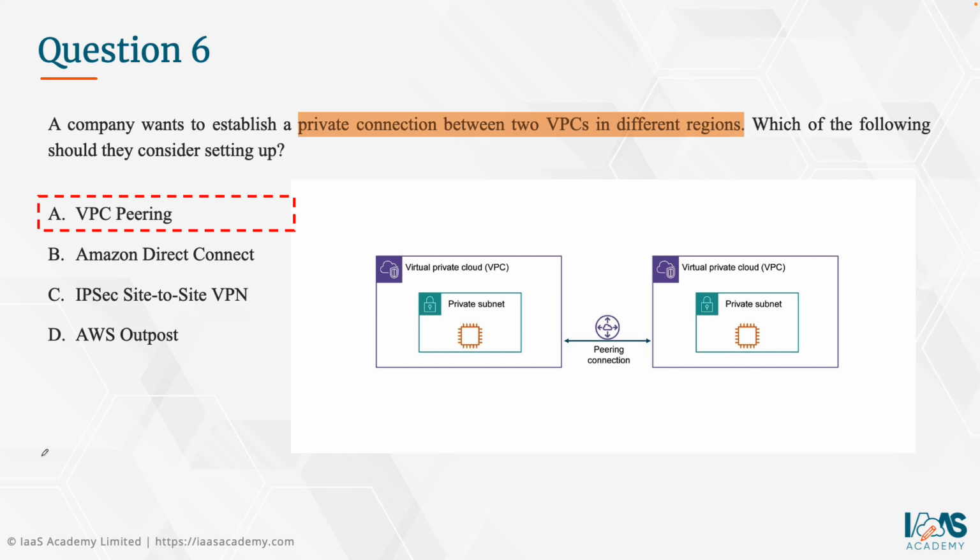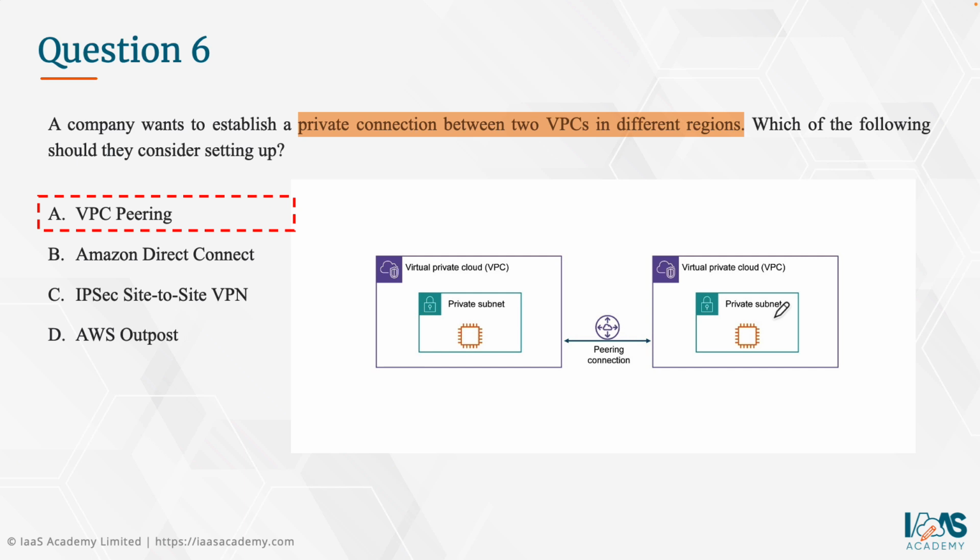The good thing about this is that these instances within the VPCs can communicate with each other over private IP address space, which means that they do not need to traverse the internet to connect to the other instance in the other VPC.